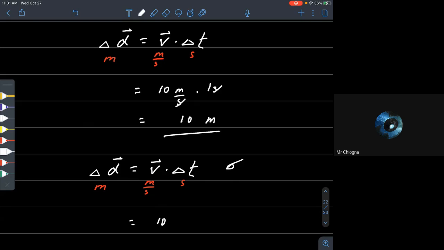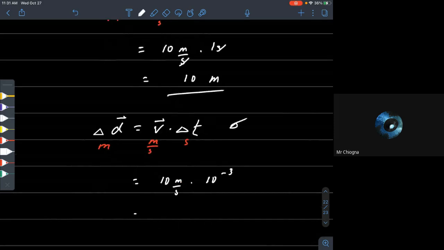So it's 10 meters per second. Milliseconds, so it's 10 to the minus 3. You can plug that into your calculator. 10 times 10 to the minus 3 is just 10 to the minus 2. You can write 1 times 10 to the minus 2 if you want. Seconds cancels out. Meters. Okay, so notice the distance is getting less and less because the time is decreasing.